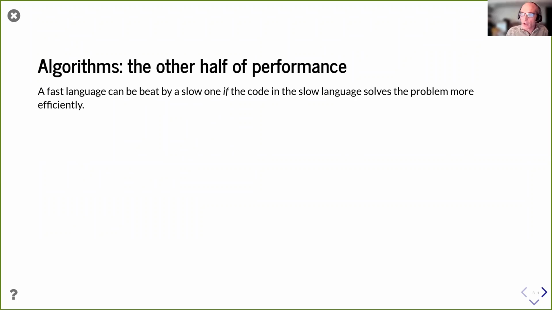A fast language can be beat by a slow one if the slow one is using a smarter, better algorithm than the fast language is. So not just the implementation in terms of the language, but the implementation in terms of the actual solution strategy is really a crucial component of getting good performance. And this is a huge topic. It's one that's taught to every undergraduate computer science major.